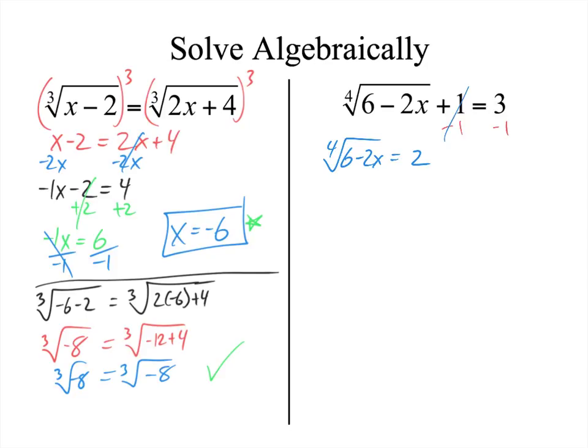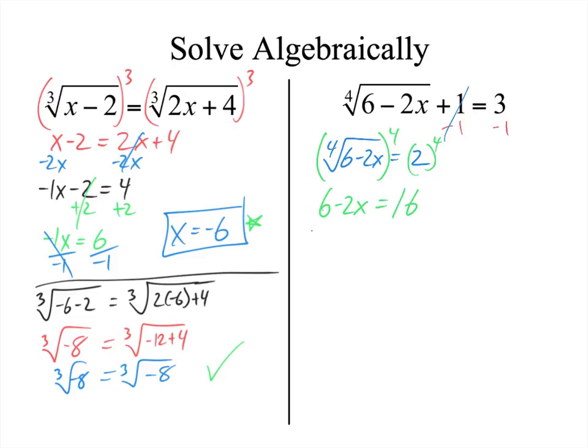Now, how do you get rid of a fourth root? You are going to fourth power both sides. That means multiply it by itself 4 times. That leaves you 6 minus 2x on the left side, and 2 to the fourth means 2 times 2 times 2 times 2, which is 16.